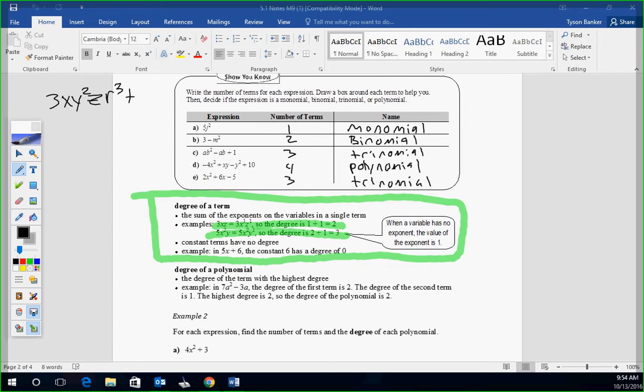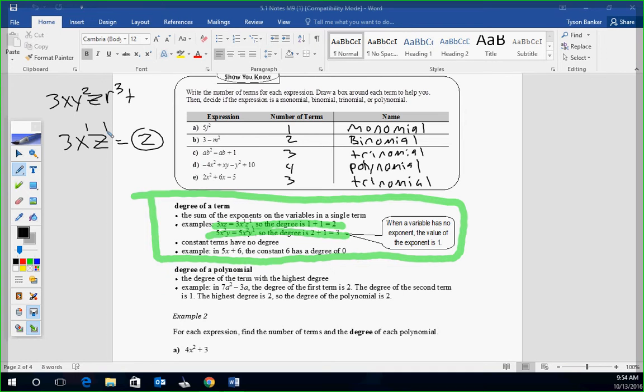Now where it gets difficult is this part, where you have 2 variables. This is where people mess up all the time. See how it's 3xz? Well, they both have 1s, right? You add them to get the degree. There's 2 variables, you have to add the exponents. So it's 1 plus 1 for 2. So the degree of 3xz is 2, because a 1 and a 1, we add them if there's 2 variables.